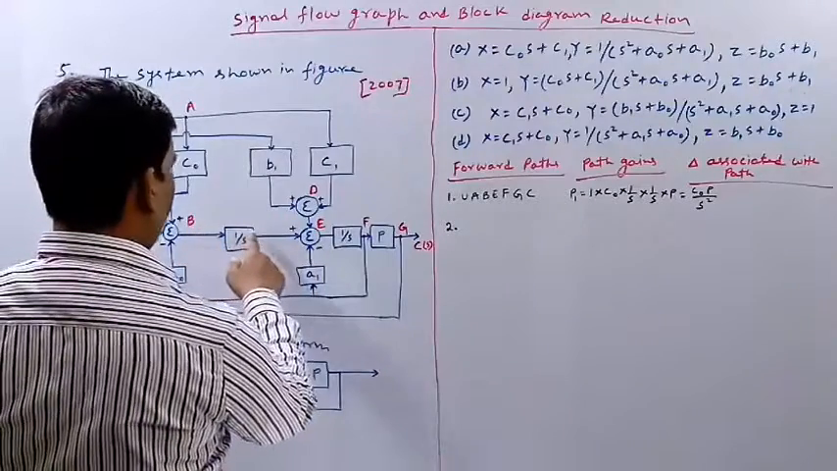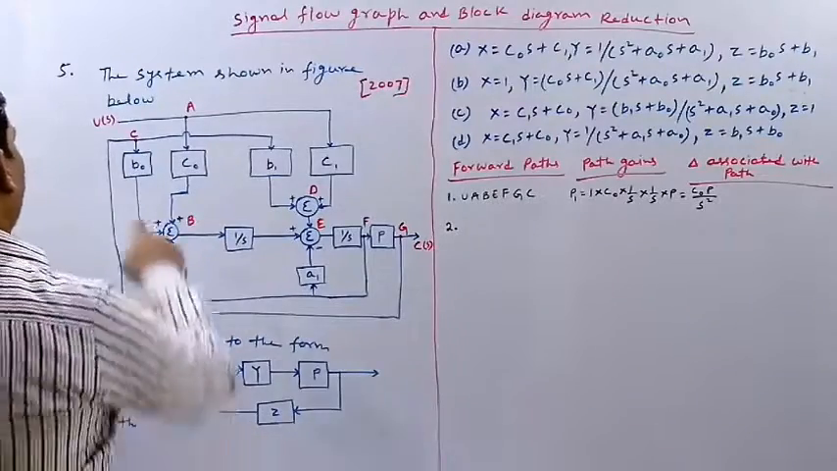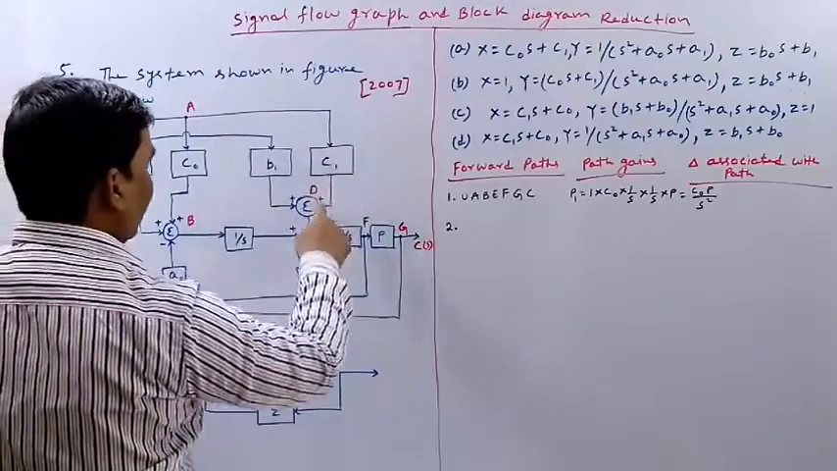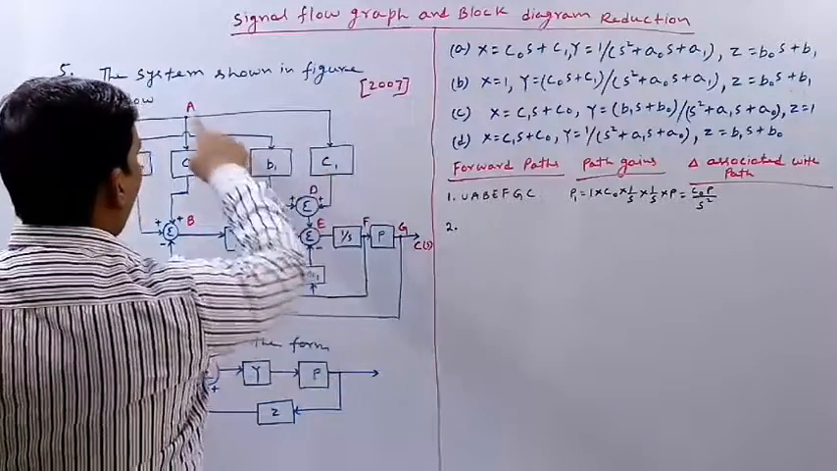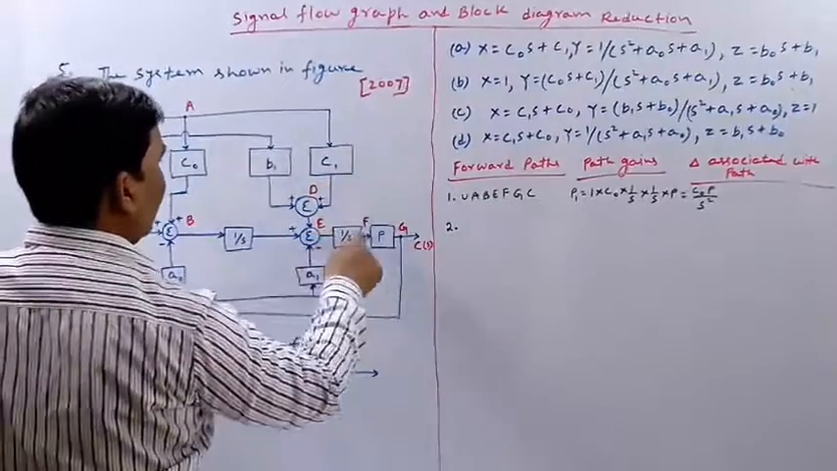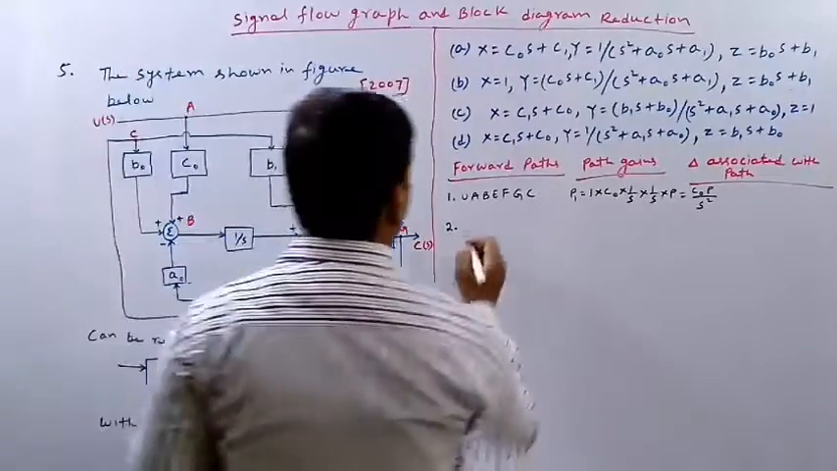Is there any other forward path? No. So now we have to write U A and C D. U A, you can say D E F G C. Okay, so U A D F G C.